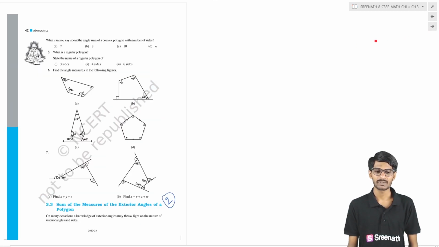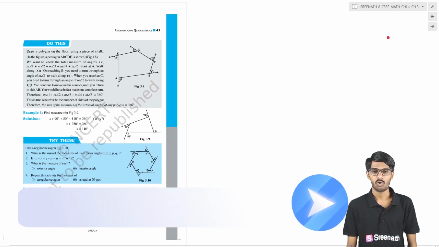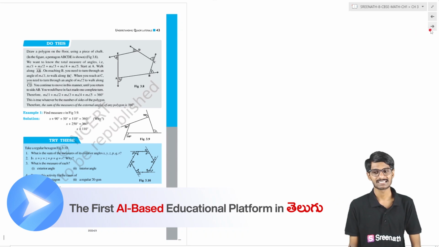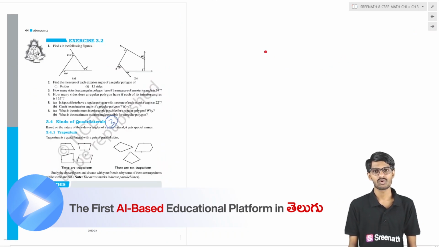And what is the second topic? The second topic is the sum of the measures of the exterior angles of a polygon. What are exterior angles and what is the sum of the exterior angles in a polygon? That is what we are going to discuss in the second topic, students, and we are going to solve some problems in it. After that, what is the third topic?